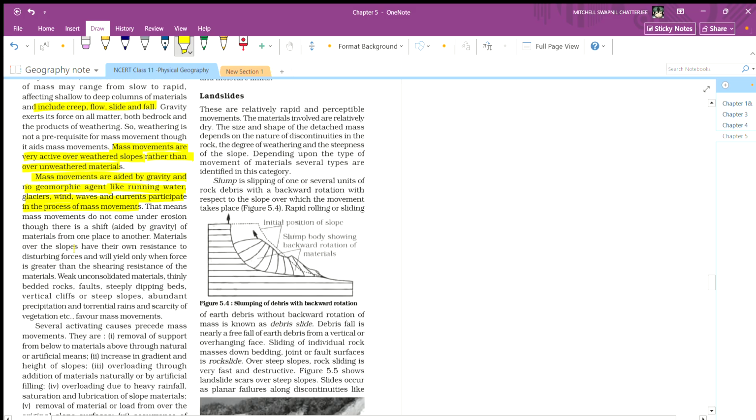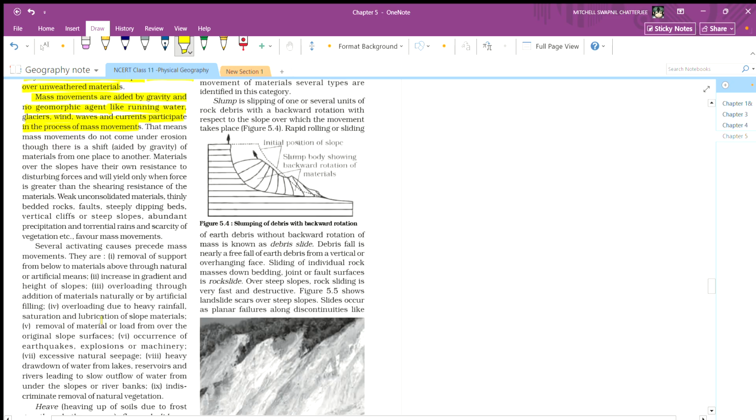Materials over the slope have their own resistance to the disturbing force and will yield only when the force is greater than the shearing resistance of the materials. Weak and unconsolidated materials, thinly bedded rock, steeply dipped beds, vertical cliffs or steep slopes, abundant precipitation and torrential rain, and scarcity of vegetation favor mass movement. Several activities precede mass movement.